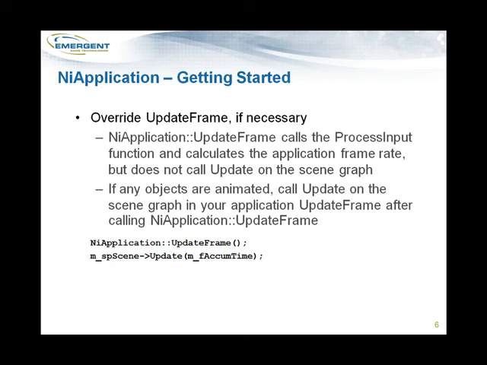UpdateFrame is NiApplication's core main loop. NiApplication's UpdateFrame will call ProcessInput, calculates the application frame rate for that visual tracker, and doesn't do much else. If you have any animated objects in your scene graph, your application's UpdateFrame will want to update them to make sure their animations are appropriate for this new frame, and perhaps do some rendering work.